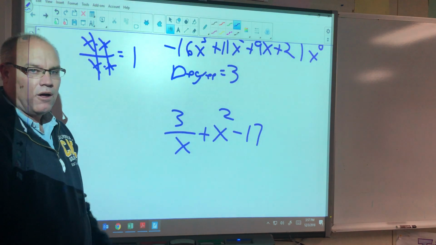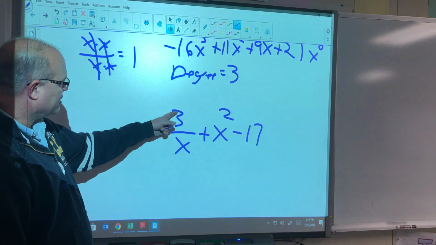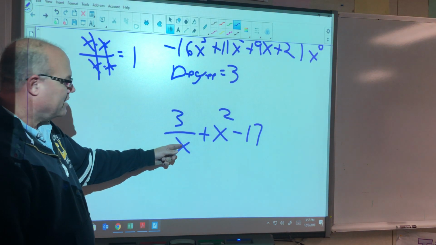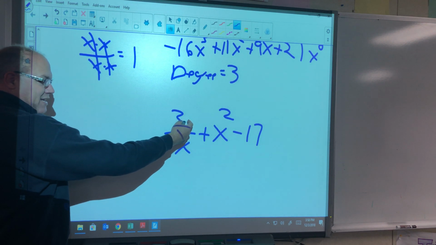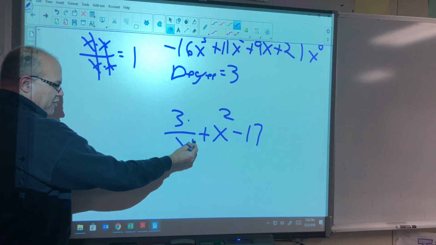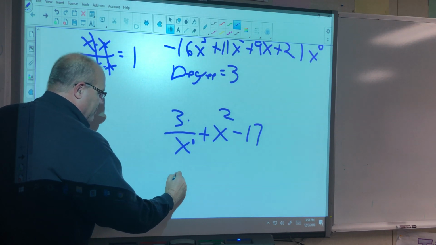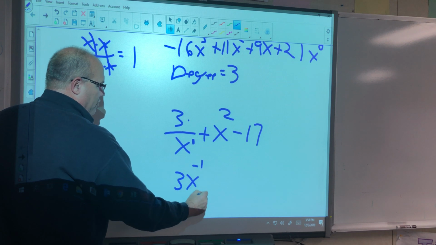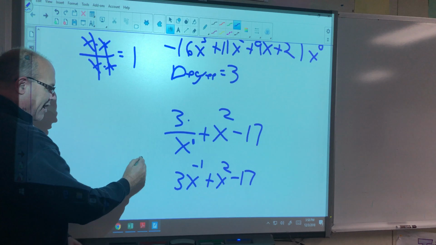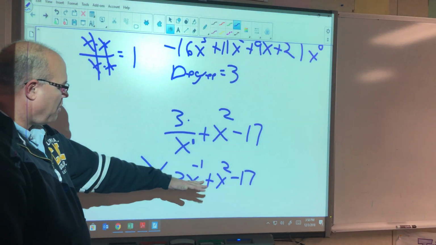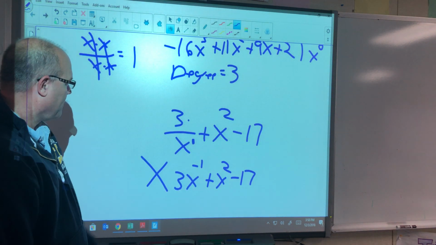Is that a polynomial? At first you might think, yeah, it is. But here's the thing. What does 3 over x mean? You remember from IM1, you take the reciprocal to bring the x up here, and this is x to the first power, right? When you take the reciprocal, it's going to become x to the negative 1. So this is really 3x to the negative 1 power plus x squared minus 17. Therefore, that is not a polynomial because you have an exponent that is a negative integer. Okay?